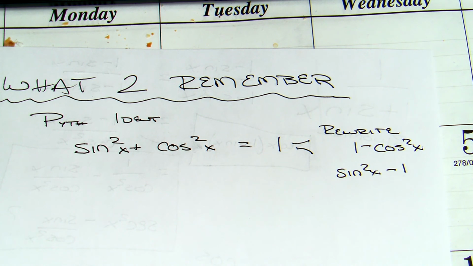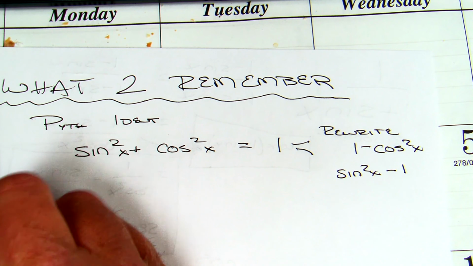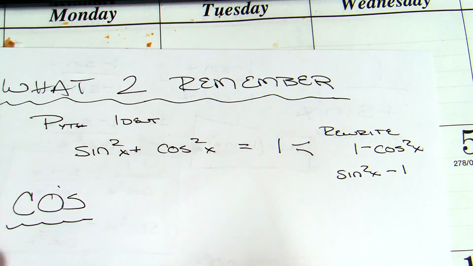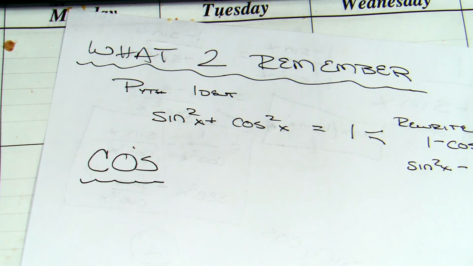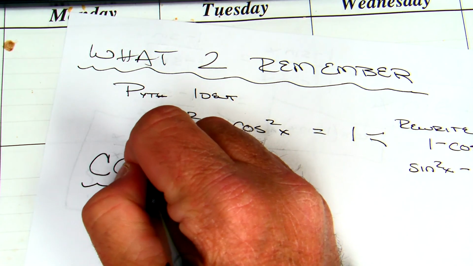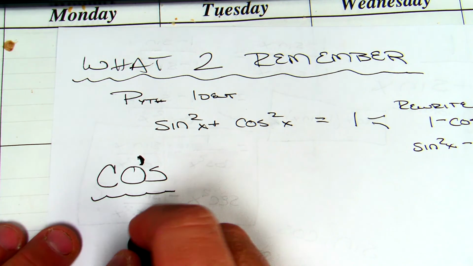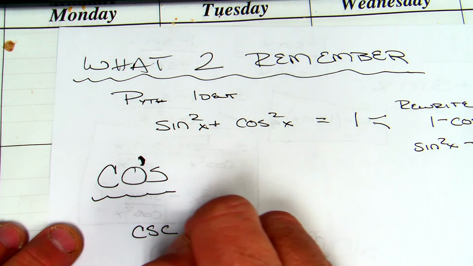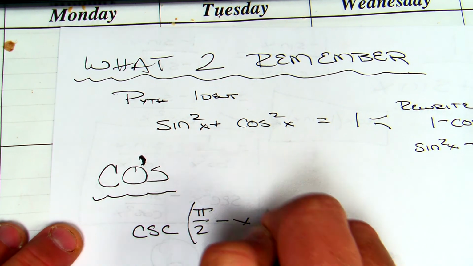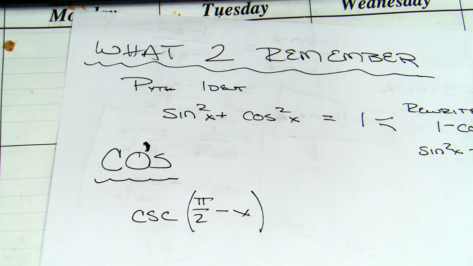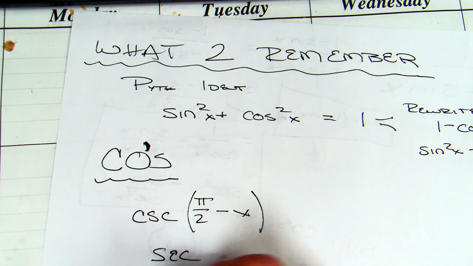Now, the rest of this discussion is centered around co's. And they are huge. Not cosine, co's, because that covers a lot of stuff. For example, cosecant of pi over 2 minus x. Does cosecant have a co or does it not have a co? Has one. So you drop it. And if I drop the co from cosecant, what do I have? Secant x.